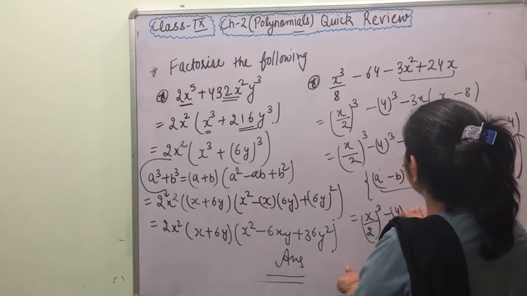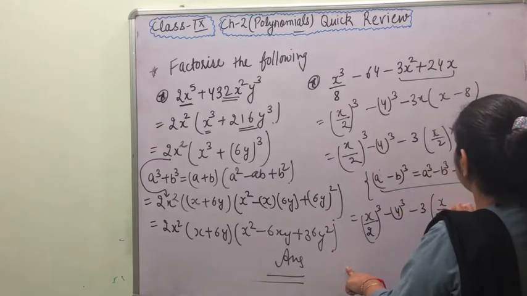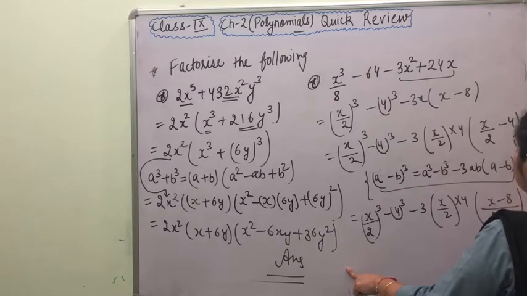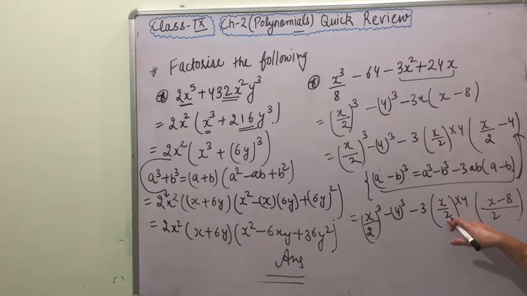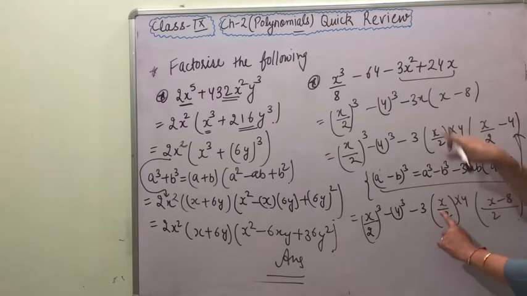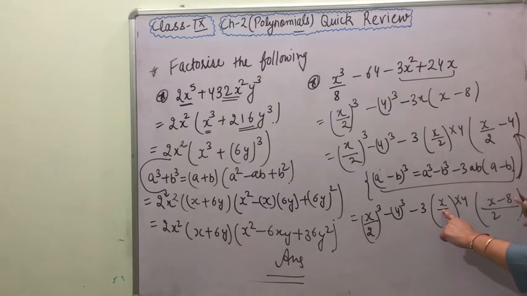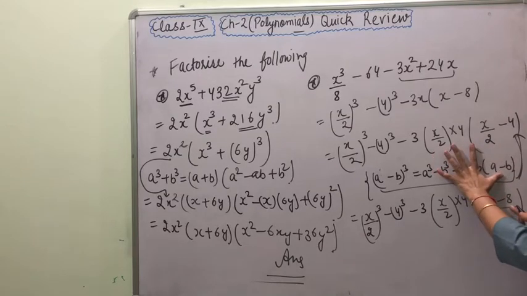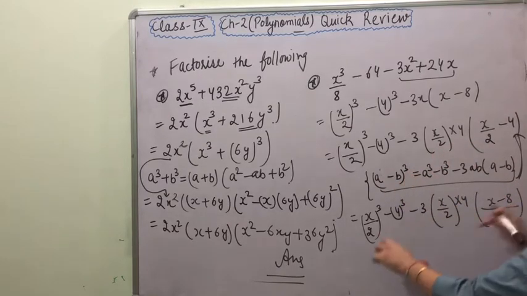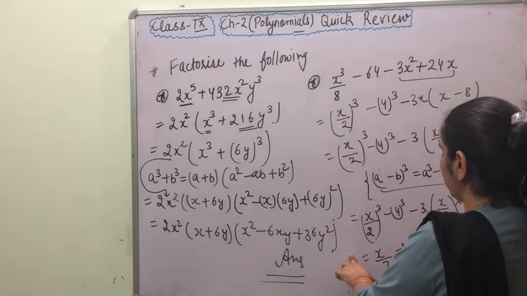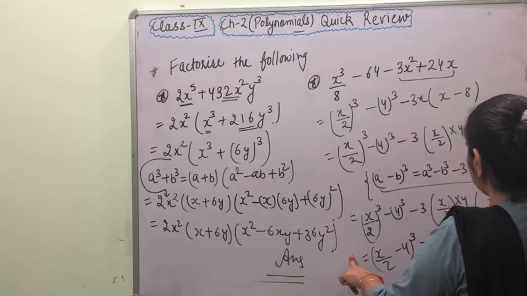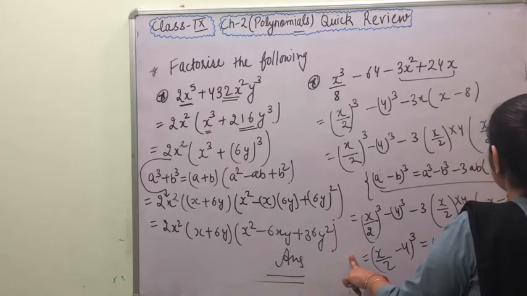Again further I am simplifying this only, x by 2 into 4, this 2 I have taken as common out so that no confusion will be there. This 2 and 2 would be cancelled, 4 will be cancelled, so 3x, x minus 8. So if right hand side is given, we can write this is equal to a minus b whole cube, which is equal to x by 2 minus 4 whole cube. Whole cube means term is occurring thrice. This is our final answer.